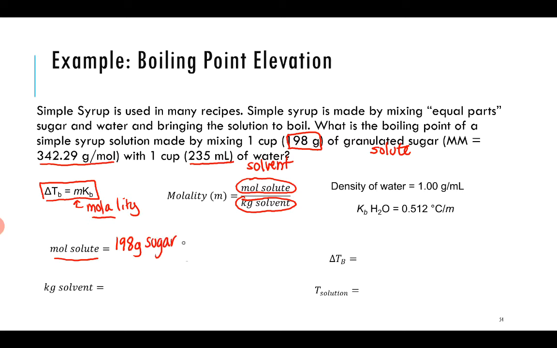And I have to convert that into moles. That must be why I was given the molar mass of sugar. Sugar's molar mass will help us convert between the units of grams and moles. I will need to cancel out my grams and I will need to get into moles. That molar mass means that there's 342.29 grams in every 1 mole of sugar.